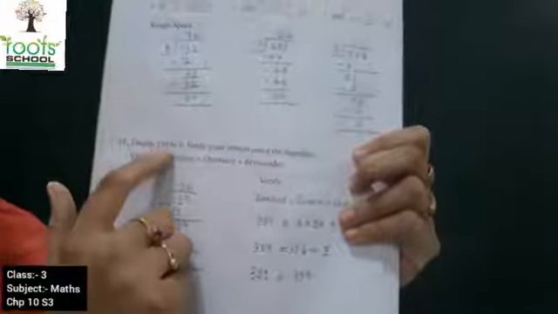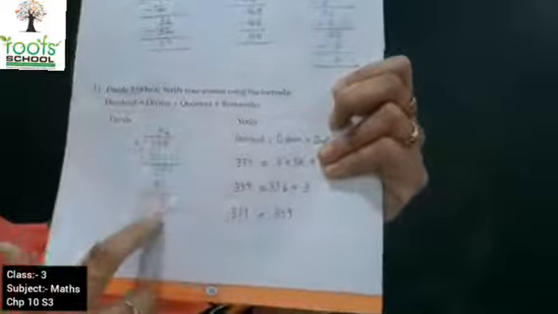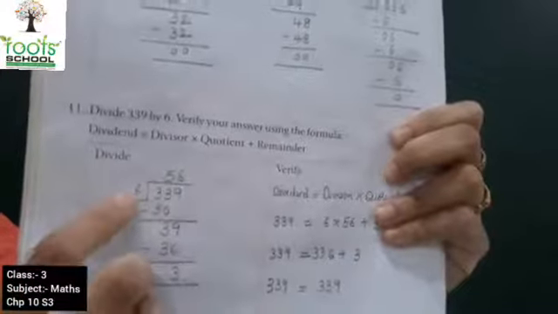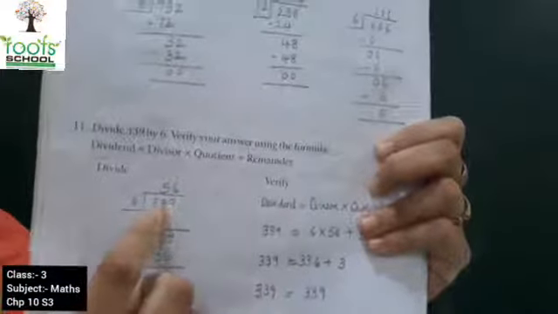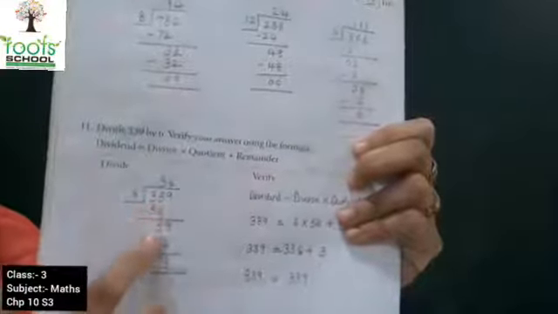Now kids, we move on to sum number 11. Divide 339 by 6. So this is the division which we have done. 339 by 6. Now you cannot divide 3 because 3 is smaller. So we will take two numbers, 33. Now which is the nearest number? 6 5s are 30. So the remainder is 3.